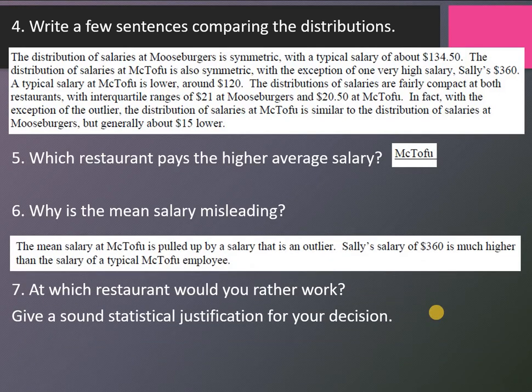At which restaurant would you rather work? McTofu or Moose Burger, aside from tofu and moose? Based off of salary, where would you rather work? Moose Burgers? Of course. I will never forget Phil Choi a couple years ago. When he did this question, guess what he said? McTofu. He said, I'd be the one making the outlier pay. Just a little bit. I will never forget that. He literally wrote down, I would rather work at McTofu because I would be the one making the crazy money.